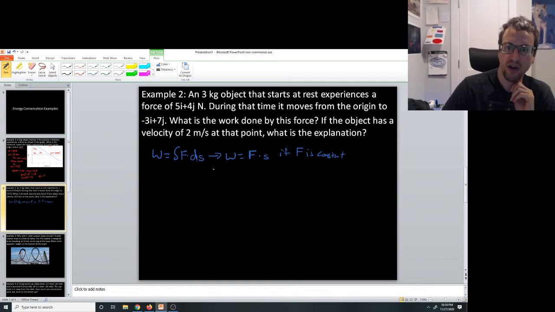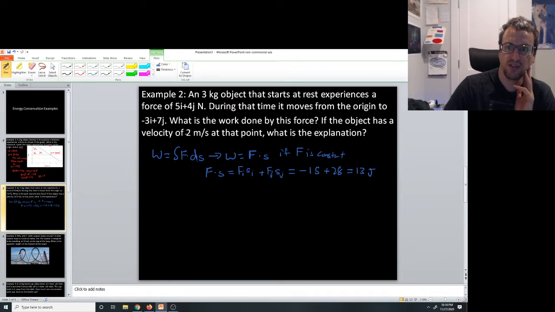And because we're in vector format, F dot s is equal to Fi times si plus Fj times sj. And we have those. This is equal to negative 15 plus 28. So 13 joules. The work done is 13 joules.